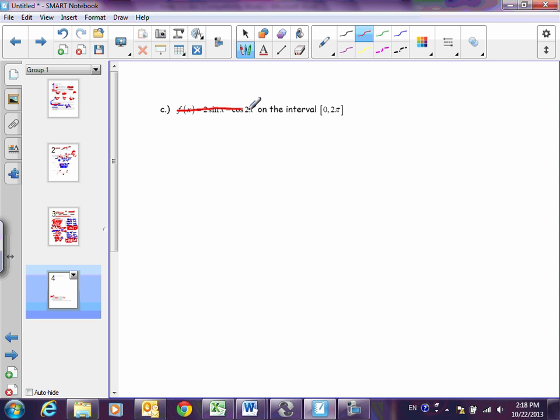I want you to totally scratch out that function, and in its place write f of x equals sine x, because this one kind of goes from like 0 to 90, and we need to do a trig one that's a little bit easier. Okay, so you tell me, what's the first step? Find the derivative. What's the derivative of sine x? Cosine x.